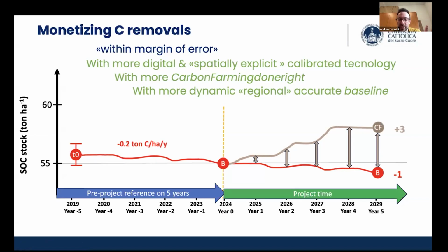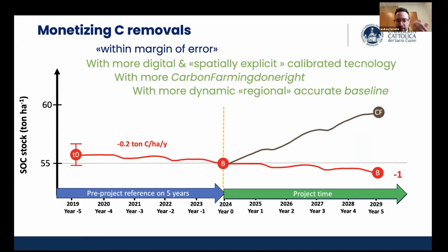Okay, during the project time, you need to have an accurate dynamic regional baseline, because then you have to redo the baseline and also redo the real ex post calculation of your carbon removal during the project time. But if you are not able to do so, you have to assume the pre-project reference baseline during the project time, and that's a risk. If the standardized baseline is not done very well, you can really penalize many farmers from being paid.